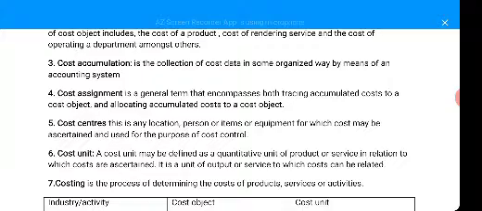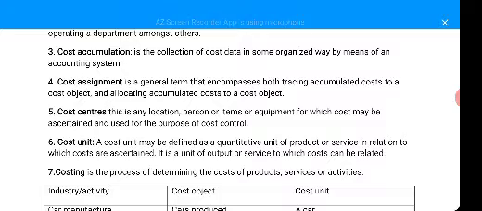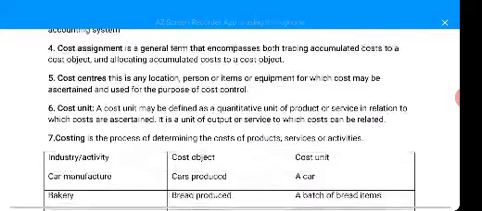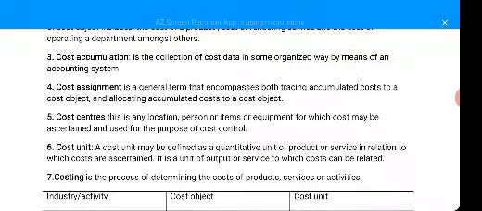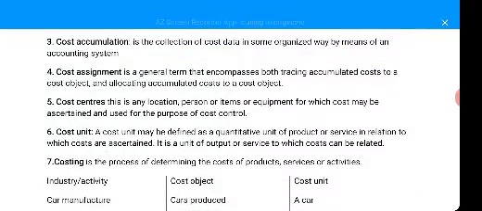Cost assignment. What is cost assignment? It's a general term that encompasses both tracing accumulated costs to a cost object and allocating accumulated costs to a cost object. Cost assignment is a method whereby you trace costs, maybe from different centers, to a particular cost object.